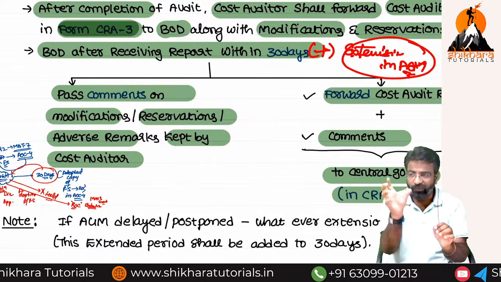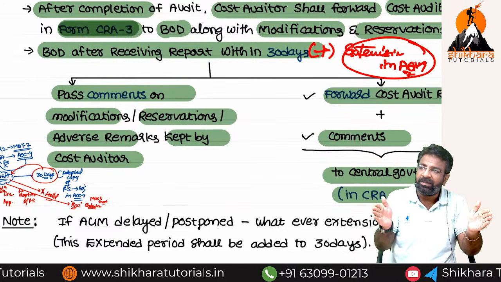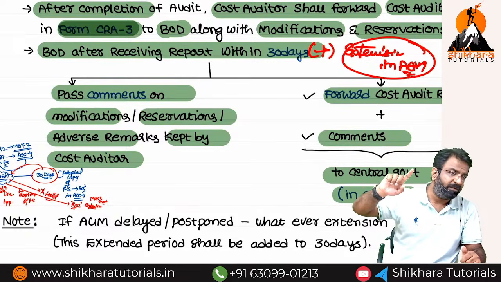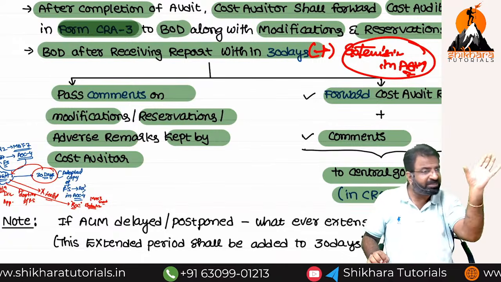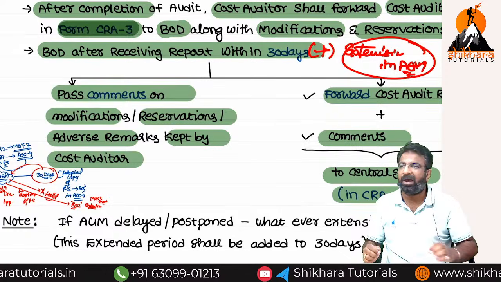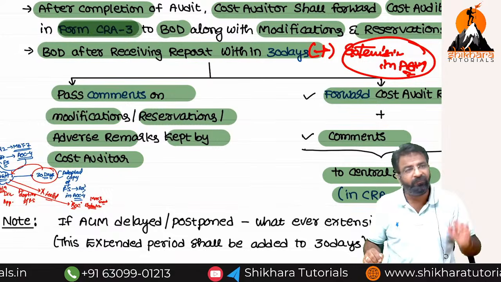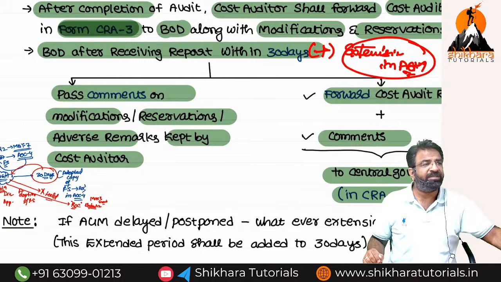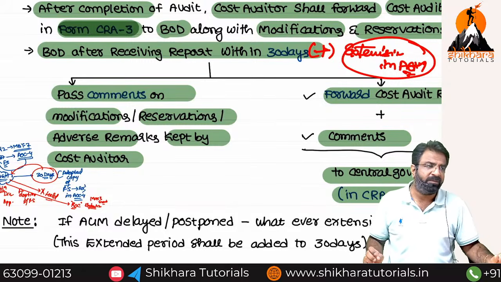So CRA4 का ये जो 30 days वाला time period है, it will get extended if AGM has not been held. And whatever the ROC extension has been given during that AGM, the same extended time period will be added to this 30. So tell me, ROC gave me 19 days extension, so this 30 will become 49 days. 30 plus the extended period, in case AGM is not held. That is the small amendment you have to remember.